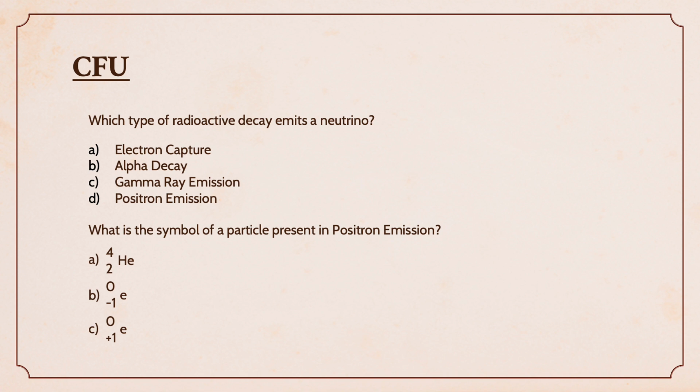And if we remember, a positron is an antiparticle of the electron, and that means that it has an opposite charge. So if an electron has a negative charge, then a positron must have a positive charge. We look in the name of neutrino, we see neutral. So we know that it can't be D. So it's answer choice A. The second question says, what is the symbol of a particle present in positron emission? We just said that a positron has a positive charge, so it can't be answer choice A or B.